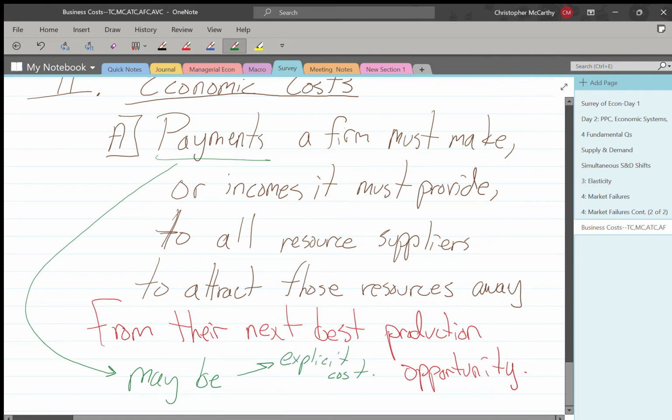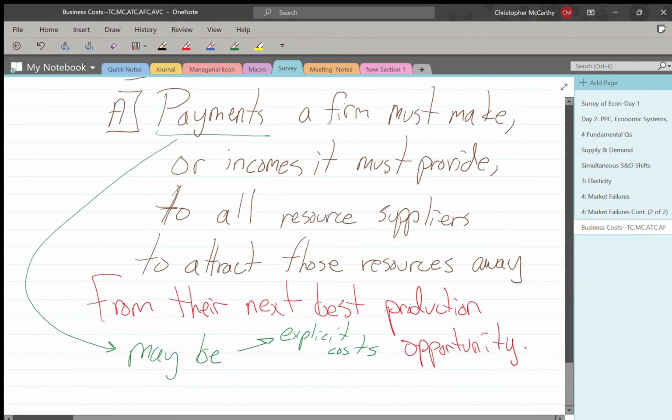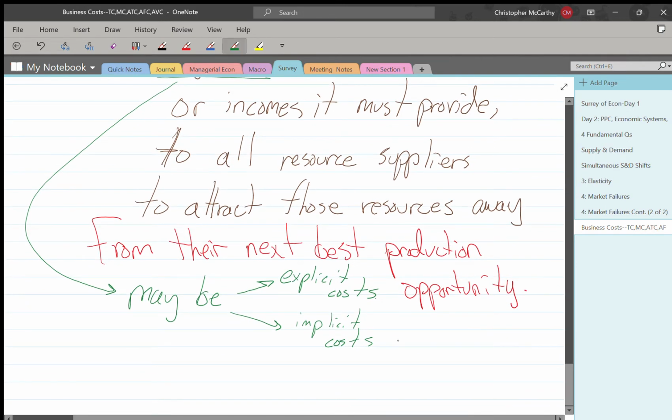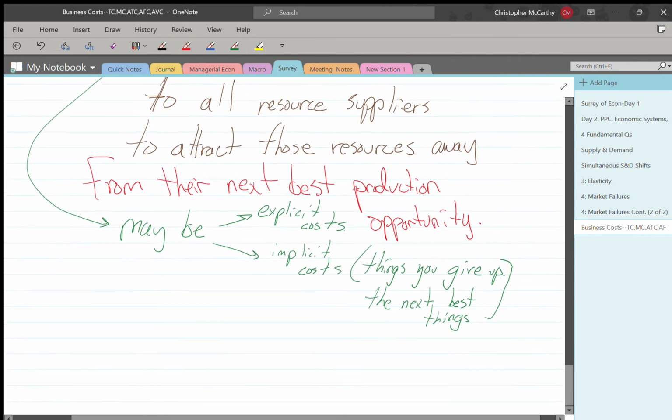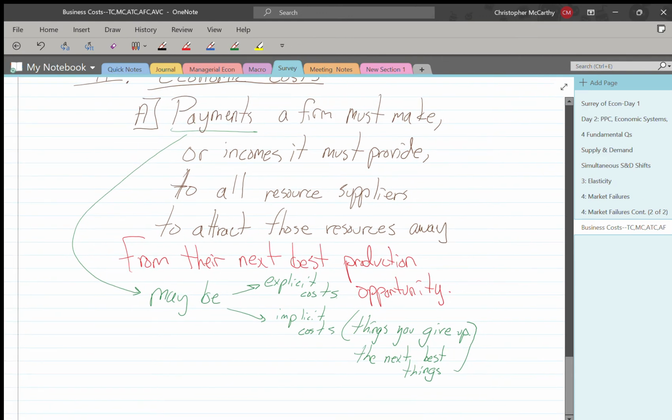which we talked about in chapter 1 when we talked about opportunity costs, right? Explicit costs are the things that you're actually paying, that you're actually writing a check for, you go and you pay cash for. Implicit costs, these are just the next best opportunity. So these are the things that you give up. And specifically, the next best thing. So not all of the things put together. That's a common mistake that Econ students will make, but the next best thing.